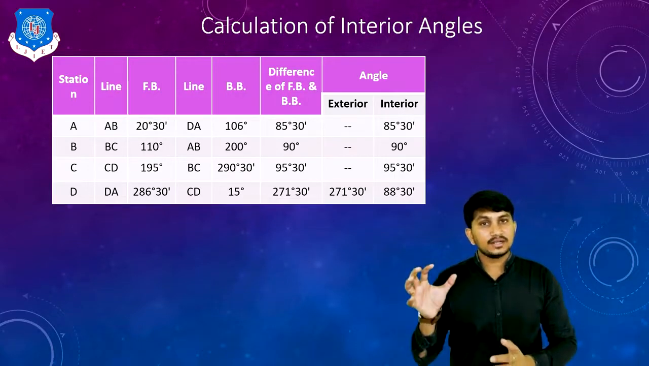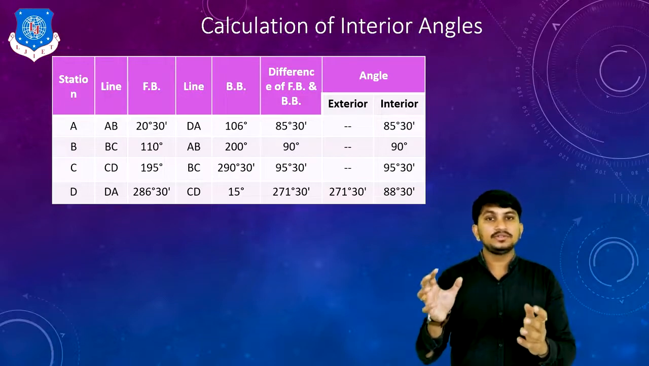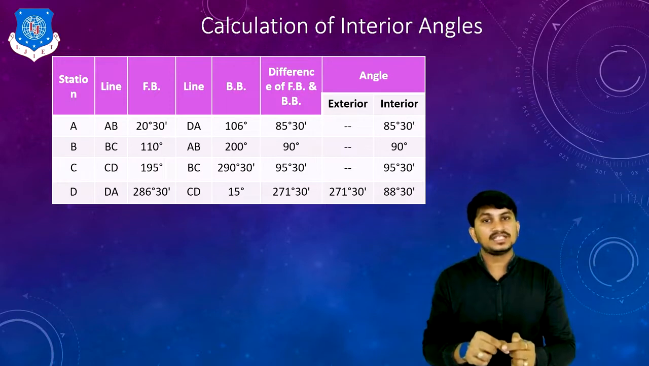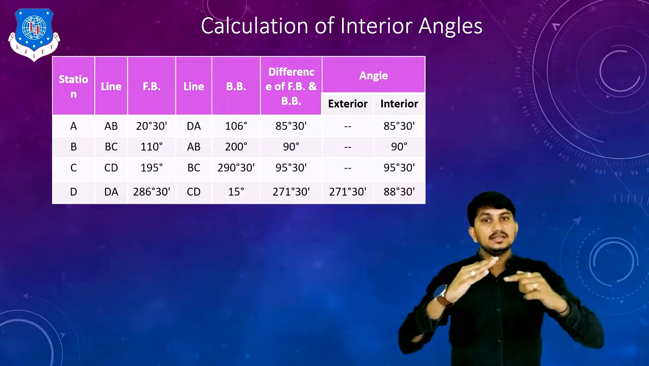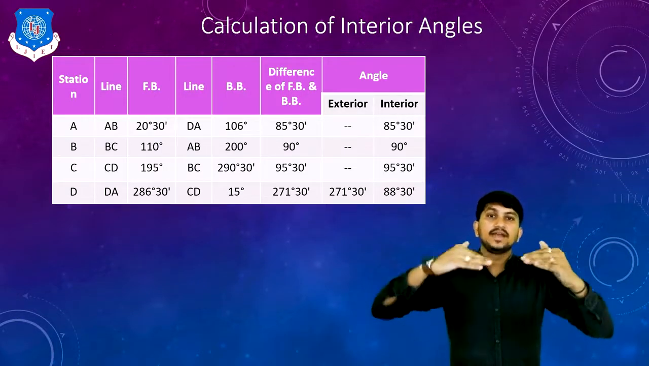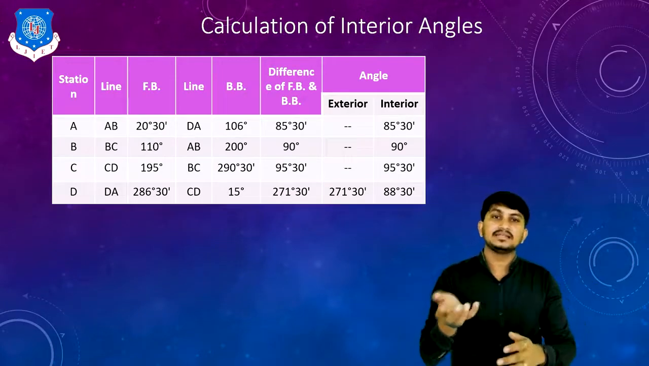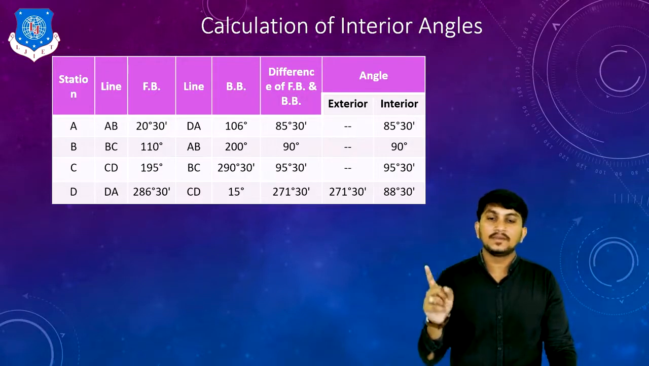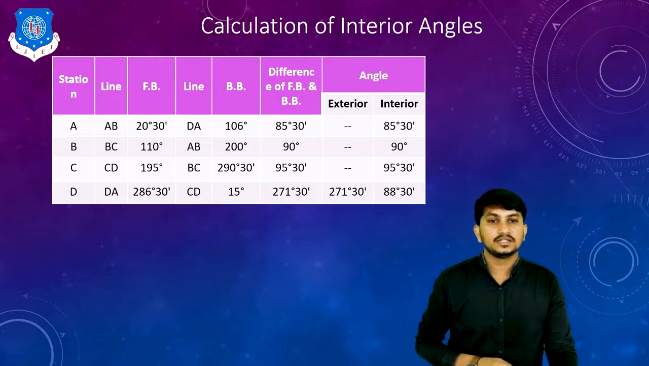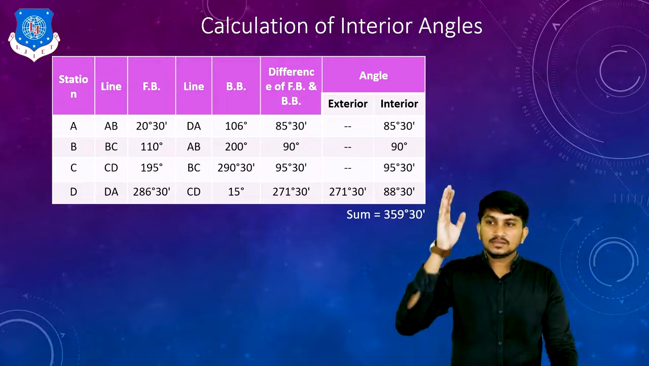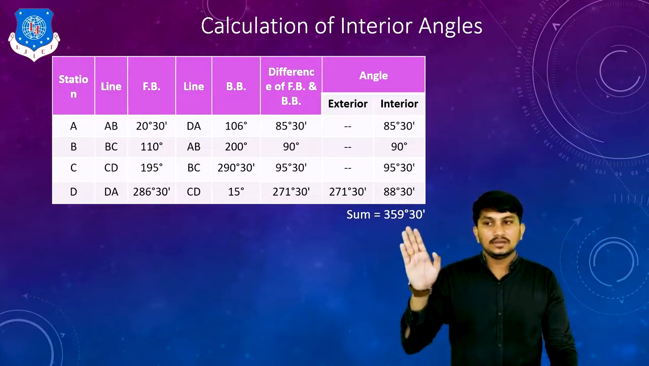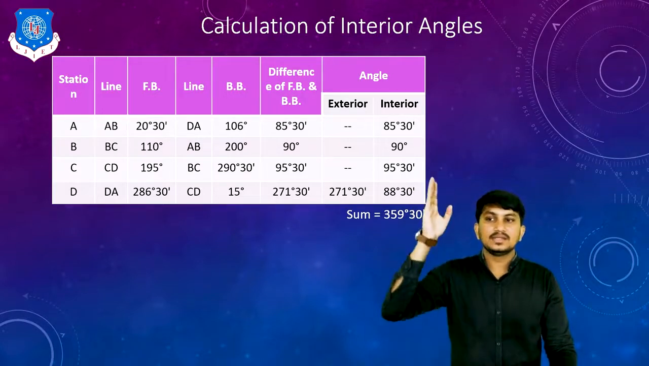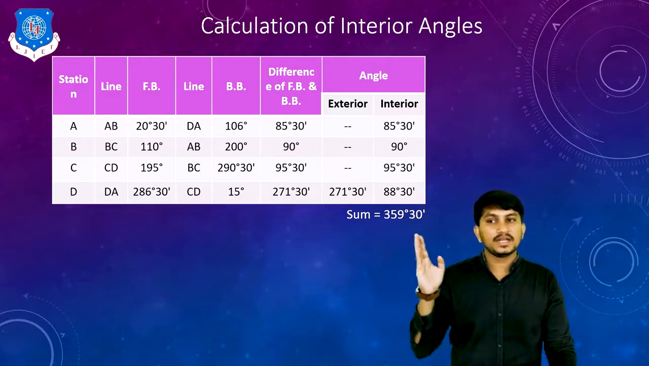To convert exterior angles into interior angles, we have to deduct the exterior angle from 360 degrees, because the whole circle is about 360 degrees. If the exterior angle is 271 degrees 30 minutes, we can find the interior angle by 360 degrees minus the exterior angle. So the interior angle 88 degrees 30 minutes is achieved by 360 degrees minus 271 degrees 30 minutes. After calculating all angles, we have to find the sum of the interior angles. Here the sum of the interior angles is equal to 359 degrees 30 minutes.